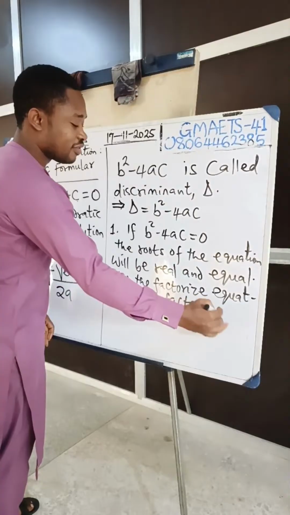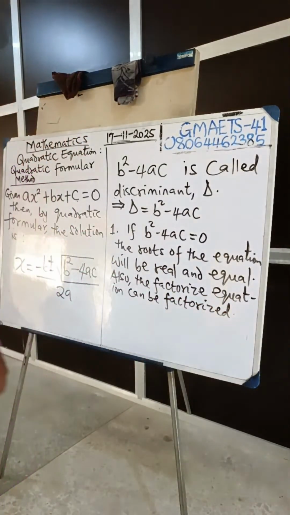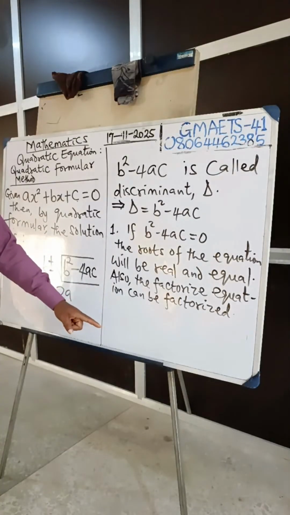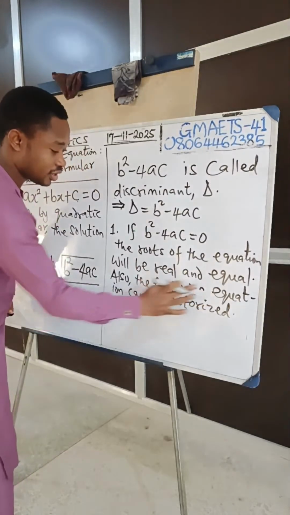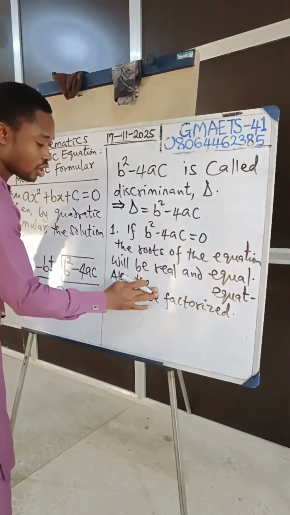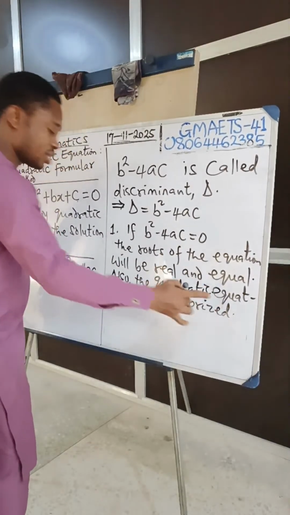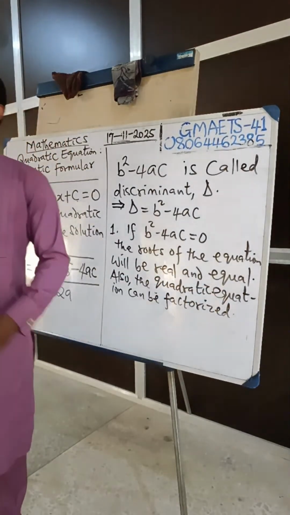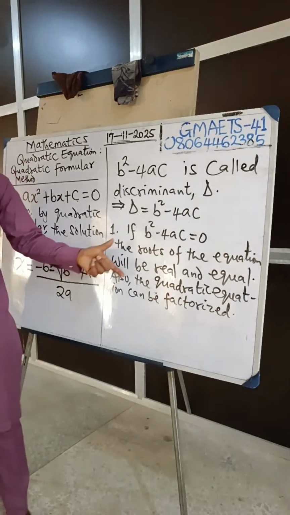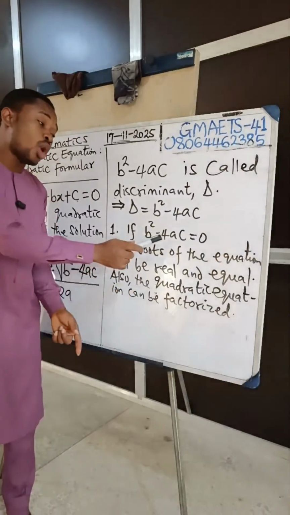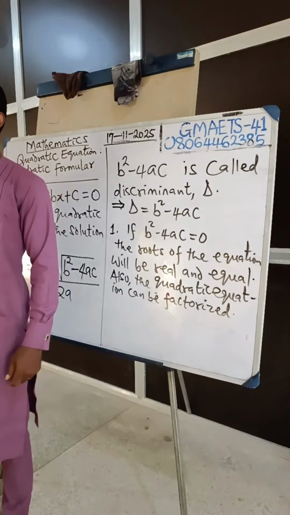So do you see that even this b squared minus 4ac tells you that you can factorize it? Yes? Also the quadratic equation can be factorized. How many key points have we gotten from point number 1 with respect to what this discriminant can help us to know? 2 points, is that not so?